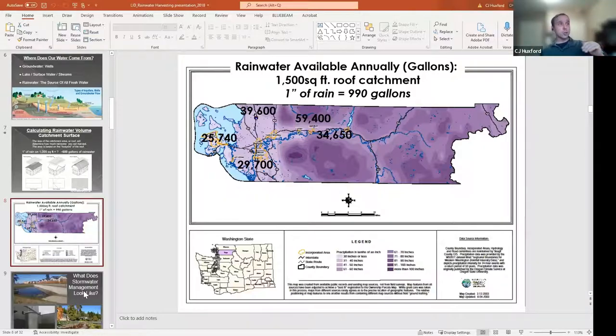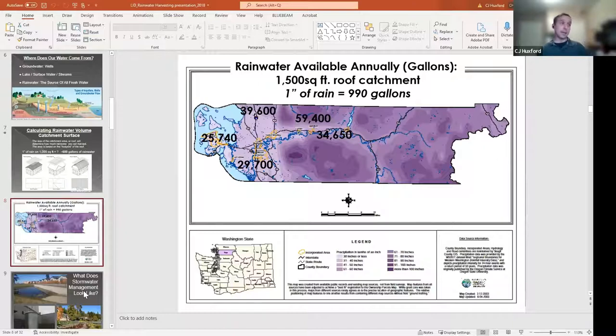What that is showing you is there are numbers overlaid in those geographic regions. 1,500 square feet of roof surface: if you have that roof surface or driveway surface, any impervious surface, 1 inch of rain on it is going to give you 990 gallons. I've done a little bit of math, and based on how much rainfall you can expect in these specific geographic regions of Skagit County, that's how many gallons you'd collect throughout the year on average in these specific areas.